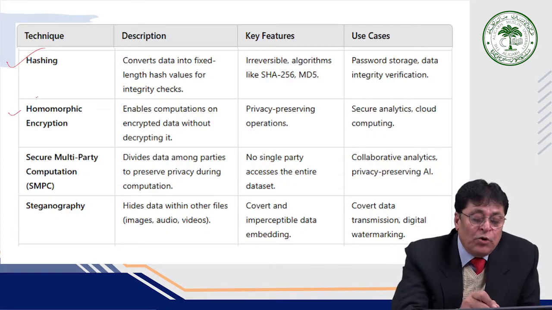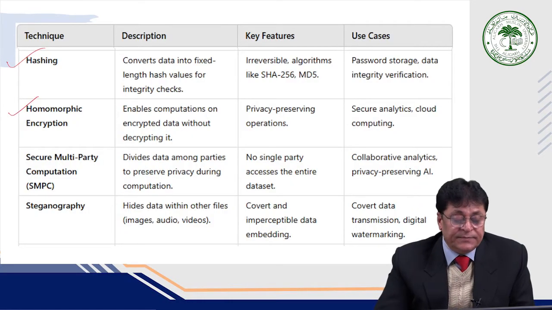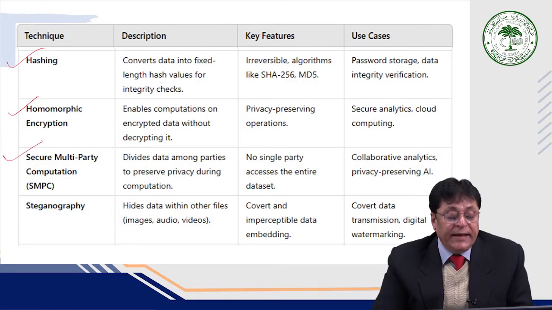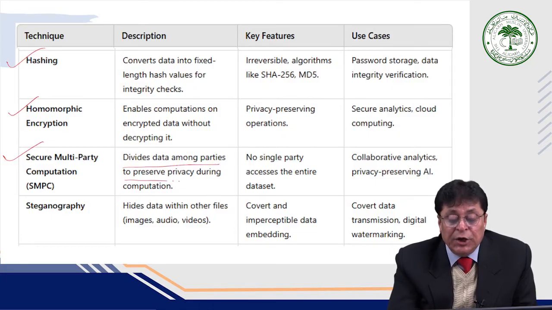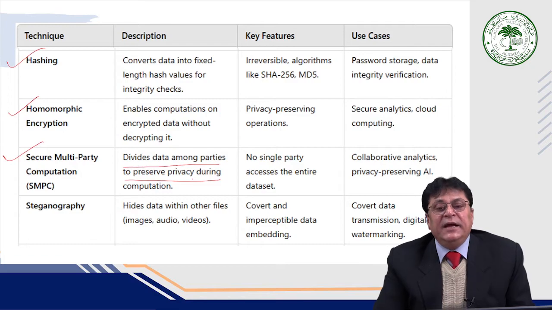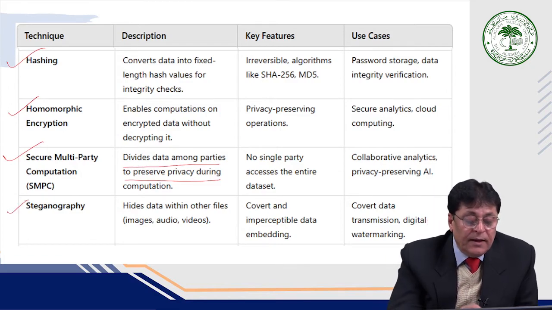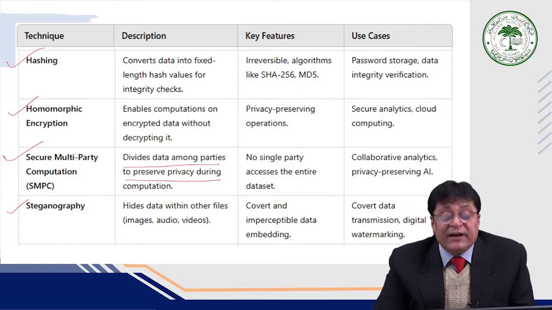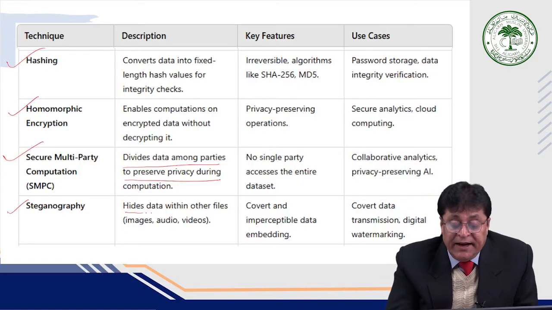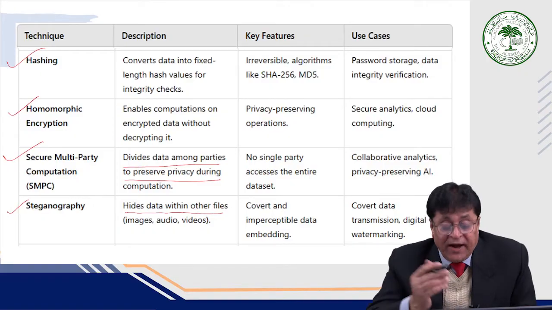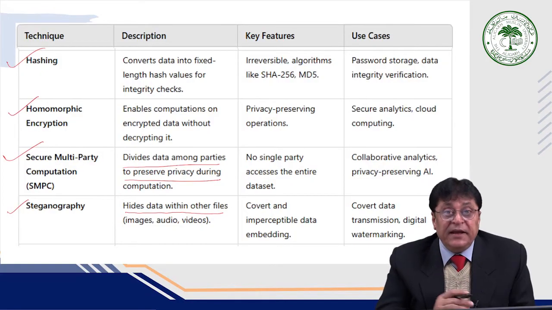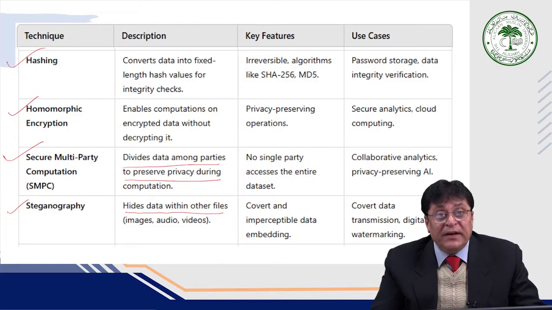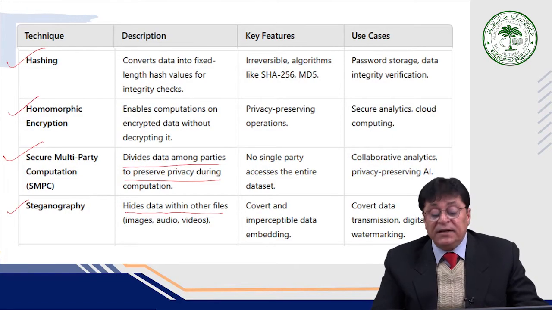In the same way, homomorphic encryption is another technique. Secure multi-party computation, SMPC, is another technique which divides data among parties to preserve privacy during computation. Another very important term is steganography, which hides data within other files, like image files, audio files, video files. These are very popular ways of hiding information.